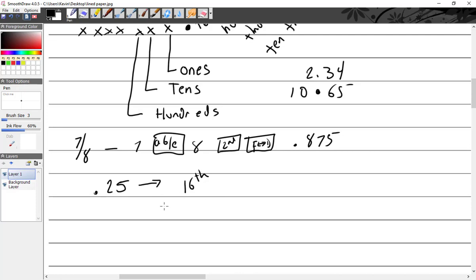So 0.25 times 16 is 4. You're going to get 4. You just have to remember that's 4/16. If I want it in 32nds, I would just do 0.25 times 32, and I would get 8, right? All right, and that's 8/32. So I think, was that one of the things I had you do in lab? Convert? Okay, so everybody's good on that now?